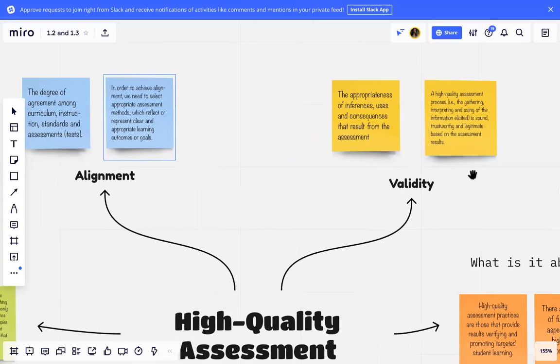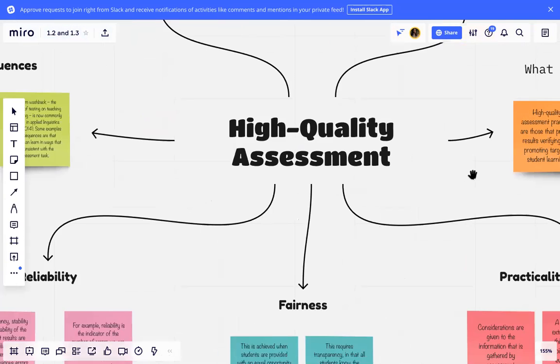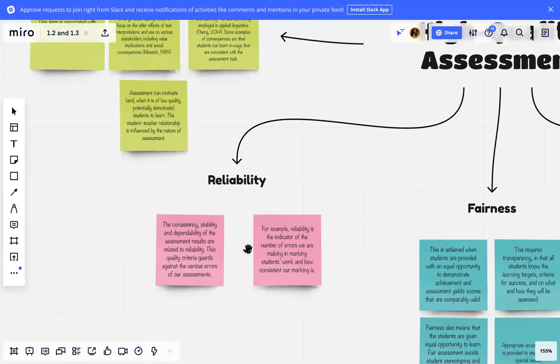The third one is reliability, and it refers to the consistency, stability, and dependability of the assessment results. Reliability is the indicator of the number of errors we are making in our students' work, and how consistent our marking is, or our assessment about the scores.